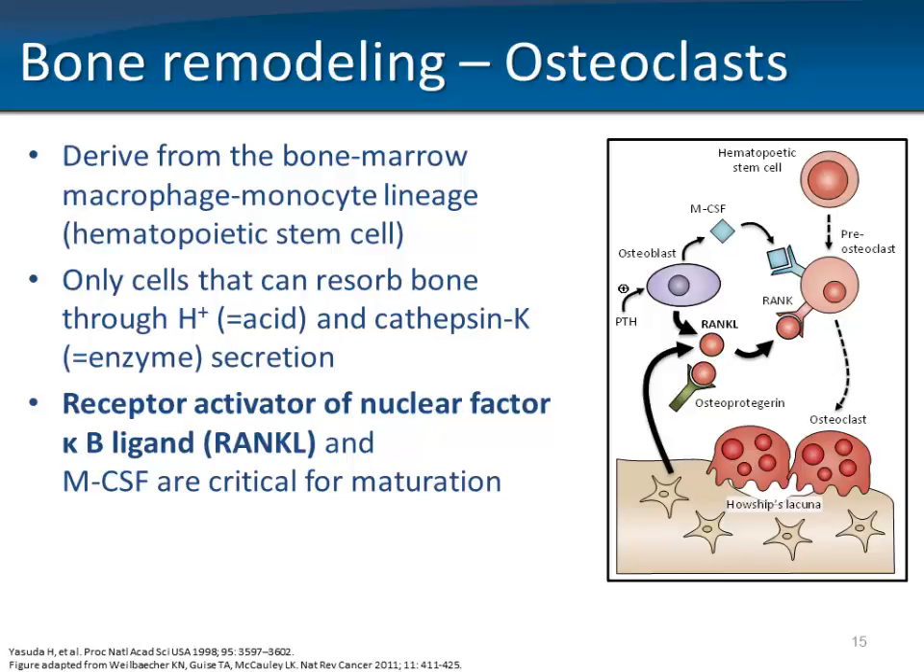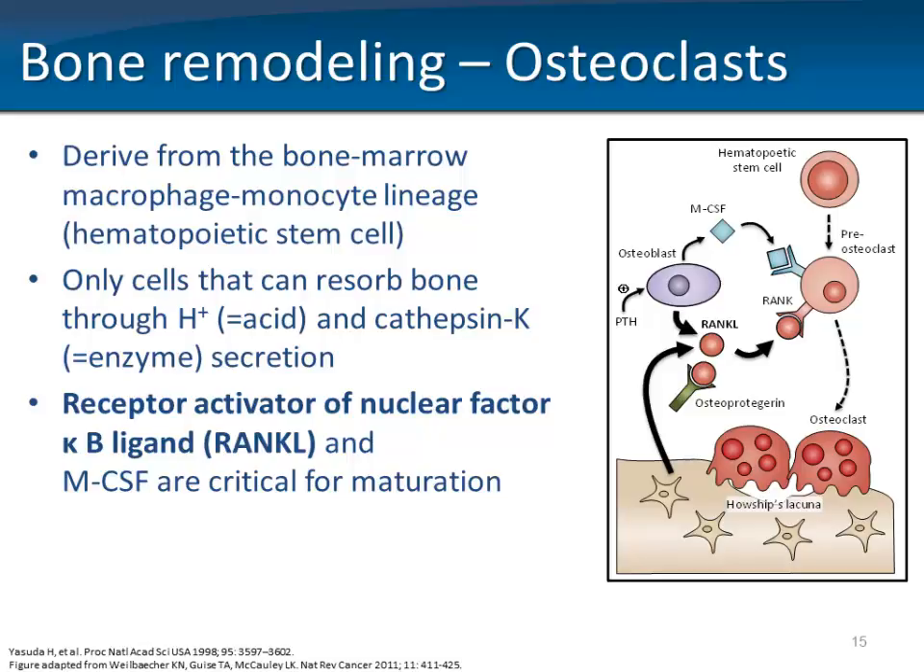And with the activation or the binding of RANKL to the surface of the pre-osteoclast, you get a mature osteoclast. And mature osteoclasts are very special cells because they can resorb bone. They do so by secreting protons, so acid, and also enzymes, cathepsin K, which can dissolve the matrix.